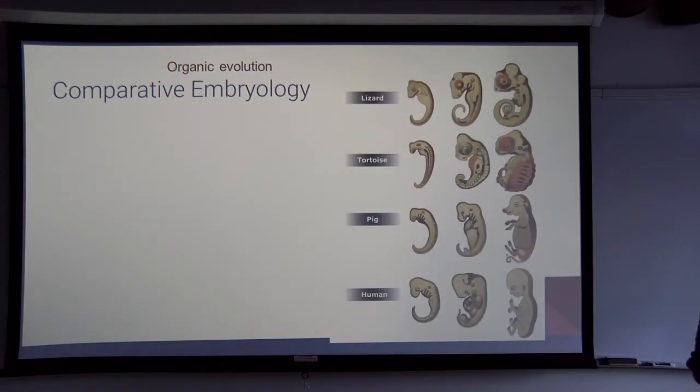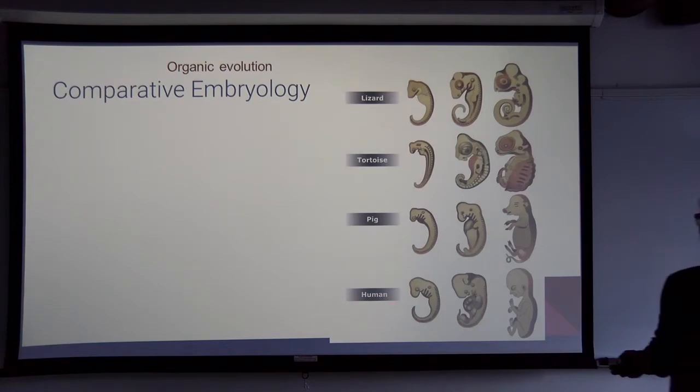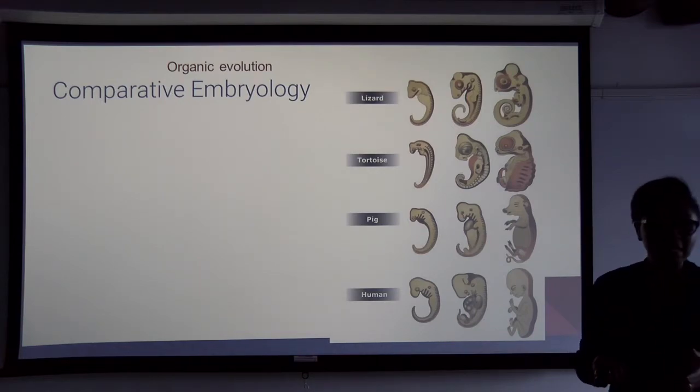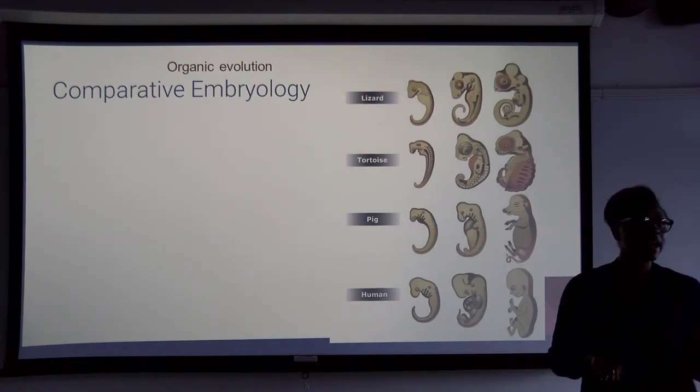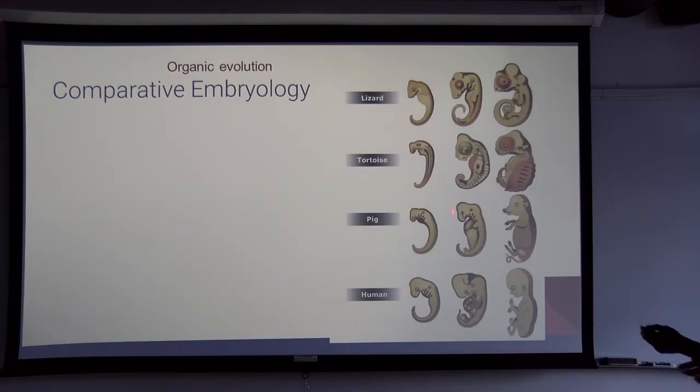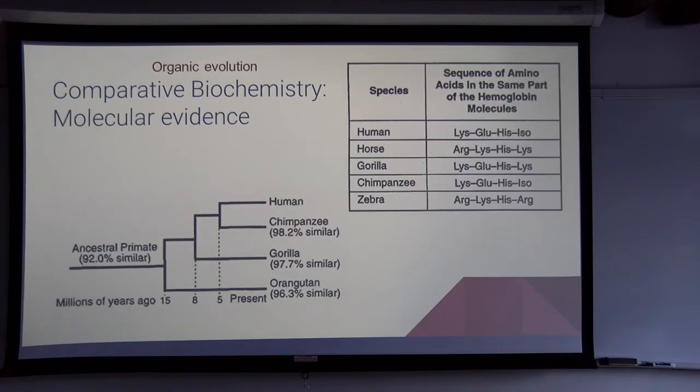Comparative embryology is the second one on that list on page 7. Take a look, we have a lizard, tortoise, pig, and human, but their embryological structures are similar, leading us to believe that they derive from a common ancestor. And as time went on, they developed into different species over time.